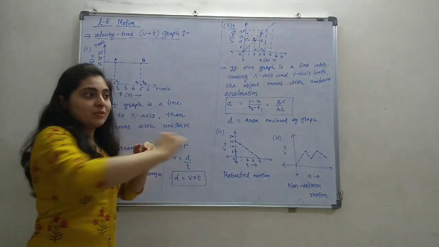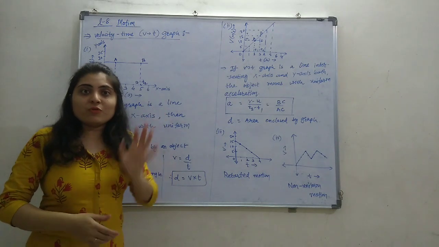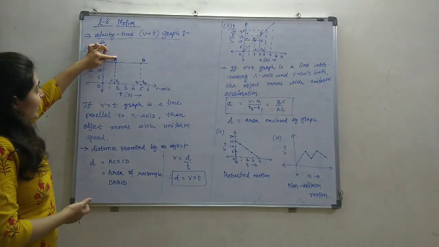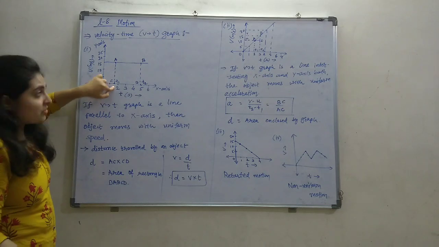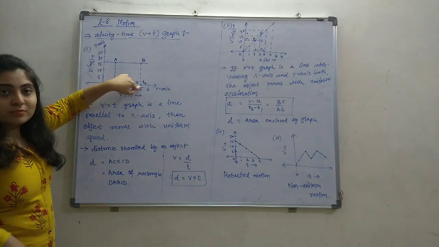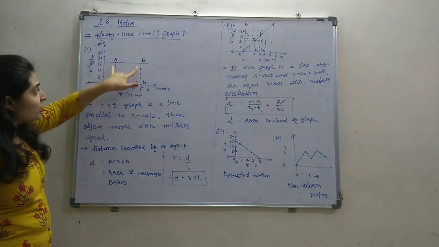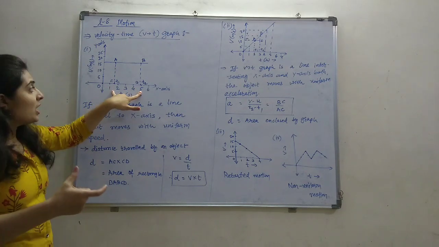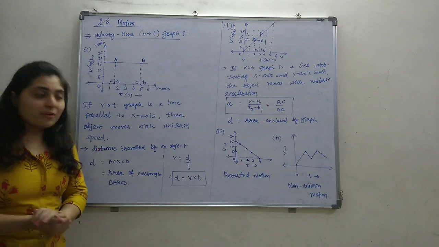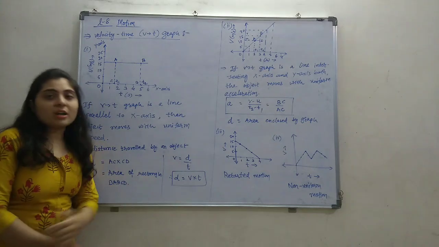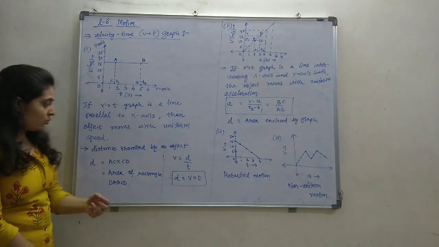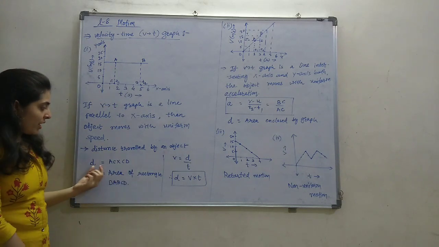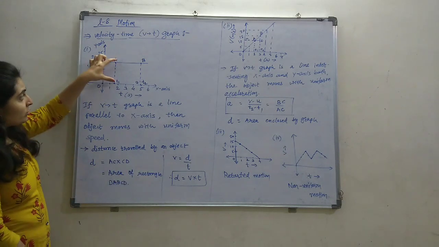Okay, the object is traveling with uniform motion and we want to find the distance traveled. At point A, let us say the time is t1. At point B, the time is t2. Between these two times, the interval t2 minus t1, how much distance has the object traveled? Distance will be obtained by v into t, velocity into time. So the distance traveled by an object, d, is equal to velocity times time.